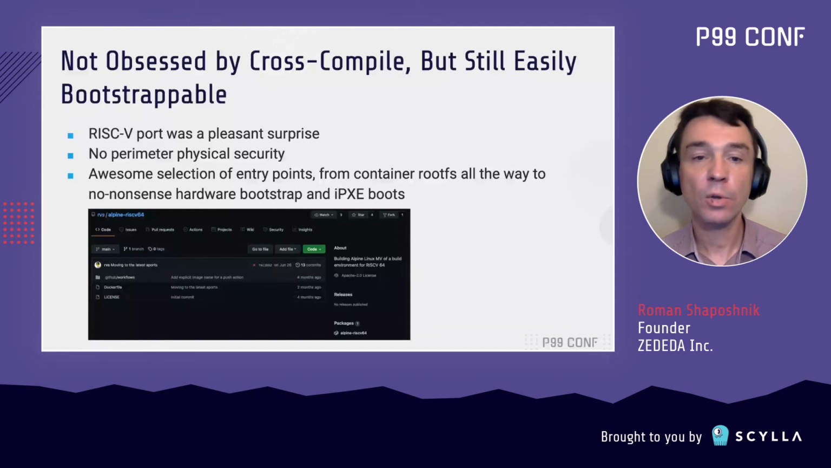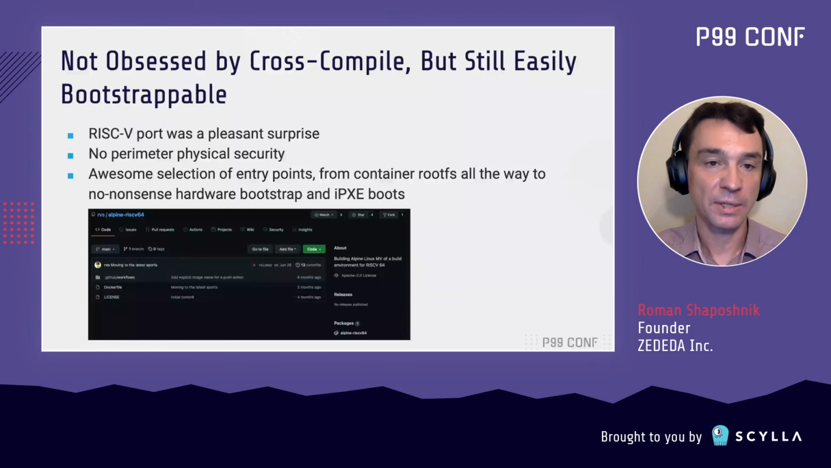And there's an awesome selection of entry points, from container rootfs all the way to no-nonsense hardware bootstrap and iPXE boot. All of those artifacts can be given to you from a single build script that Alpine uses, which is plain shell. It's a very nicely written shell. It's very easy to hack. So again, Alpine feels a lot more like a set of tools that you're using than an operating system that a vendor gave you. So that's why we picked it.